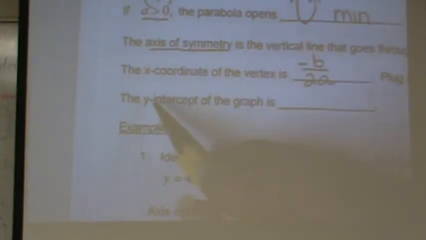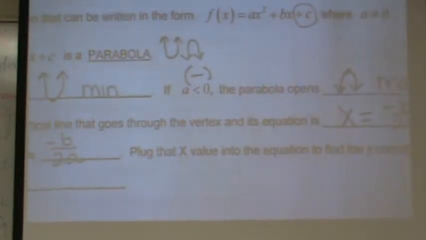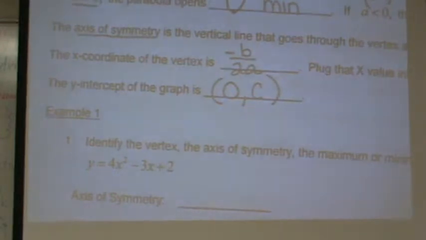Now the easiest thing of all is the y-intercept, besides if it's up or down. The y-intercept is going to be this little number right here that's all alone with no variable. So your graph will cross the y-axis at the c value, the constant.